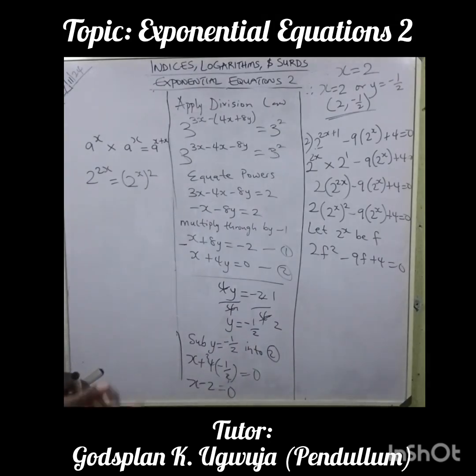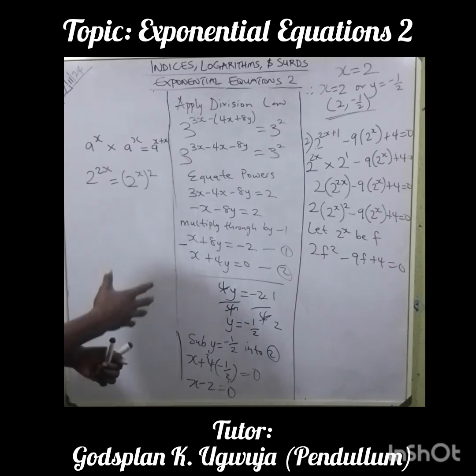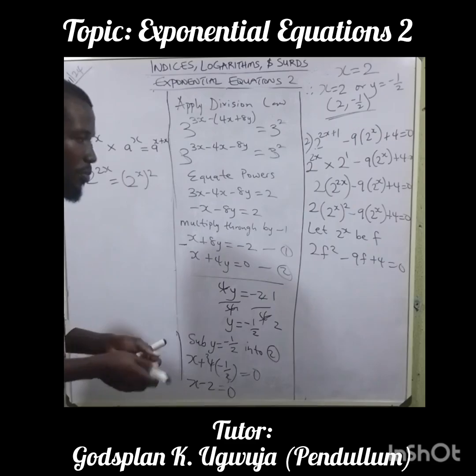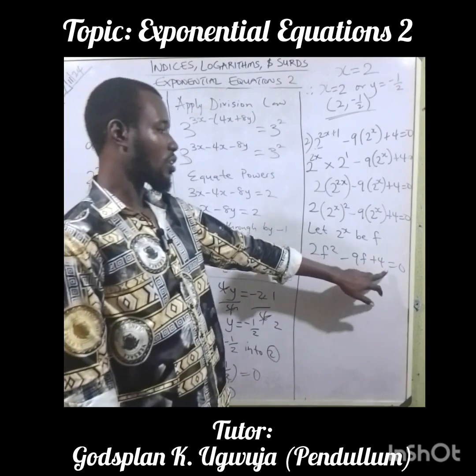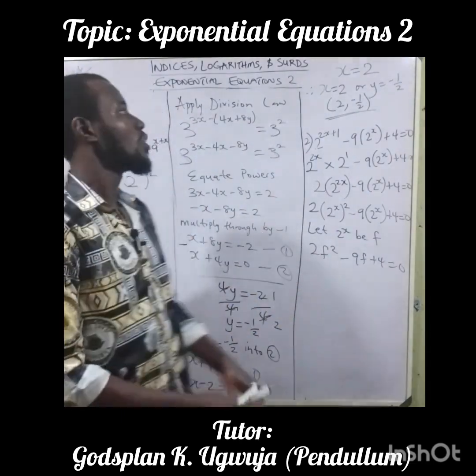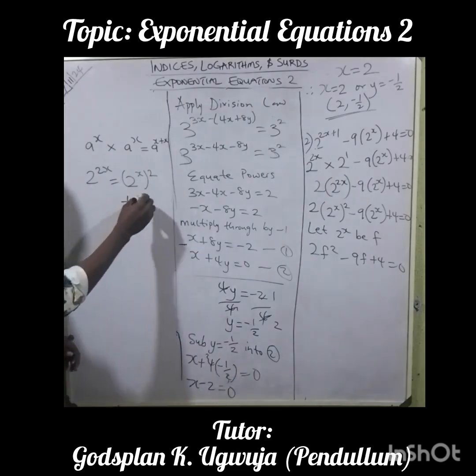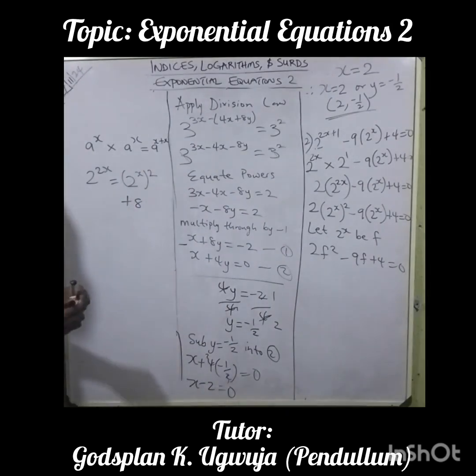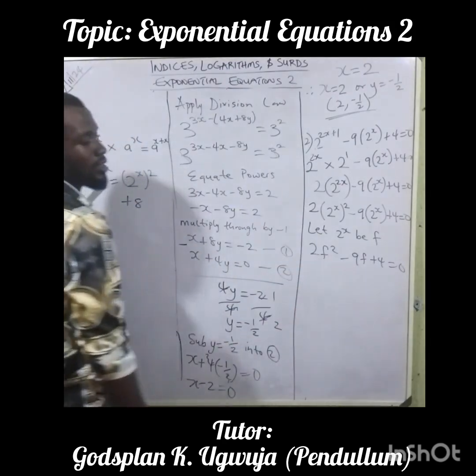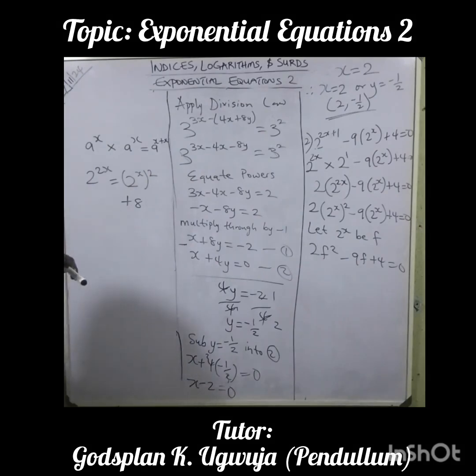Alright, now how do you know if it's factorizable? Please, if you've not watched the video we did on quadratic equations by factorization, do well to go and watch it so that you understand how to factorize. But basically, you multiply the coefficient of this with the constant. That's 2 times 4 will give you plus 8. Then we're going to look for two factors of plus 8, that when you add them together, you get the middle one, minus 9f.